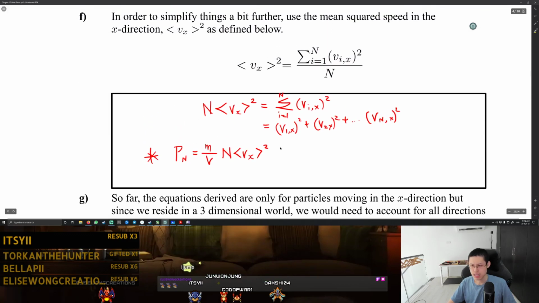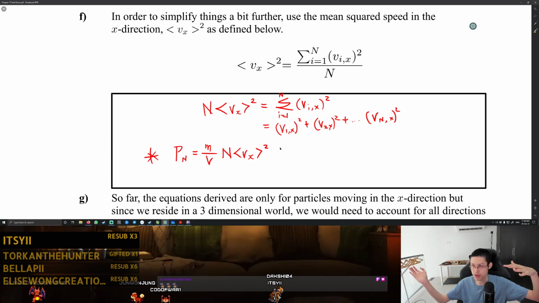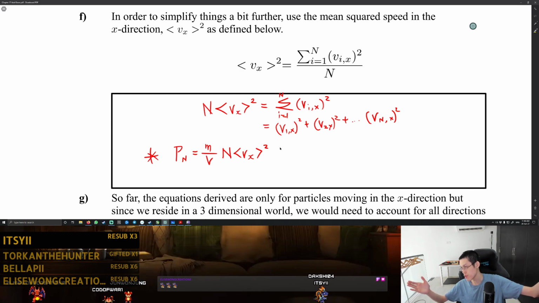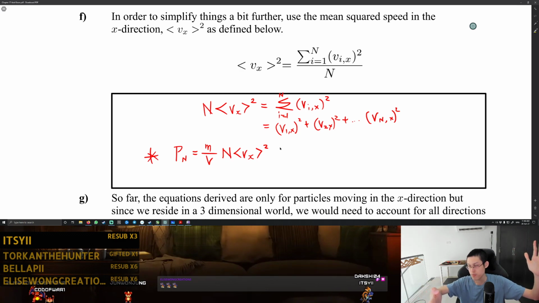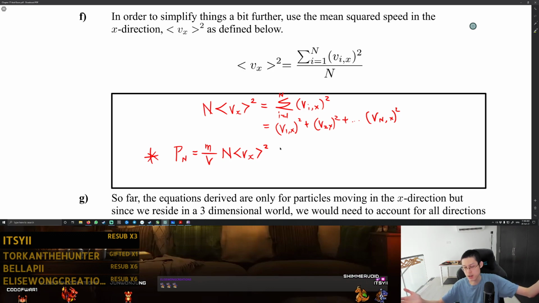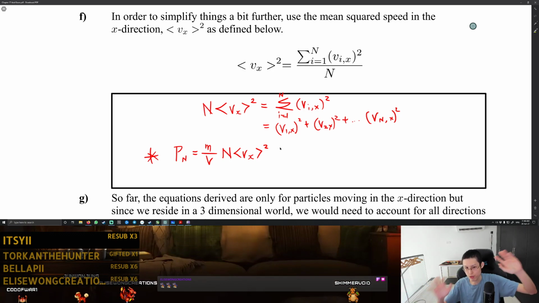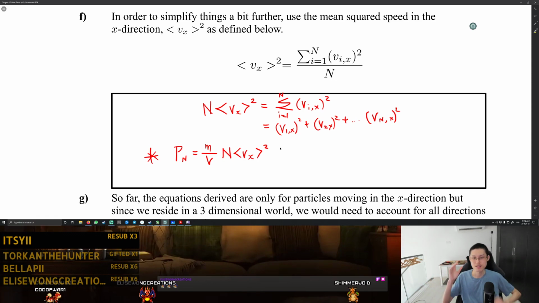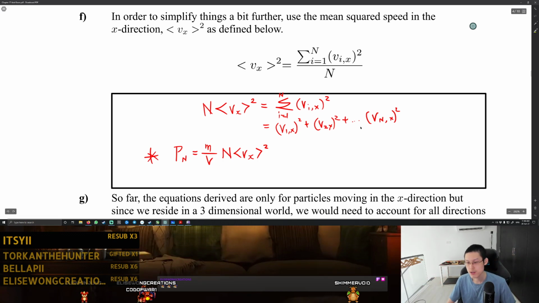However, in an actual gas, in an actual ideal gas, all the particles will not just be moving in the x direction. They will be moving in a random direction. It could be moving in the y direction, the z direction, maybe a bit of y, a bit of z, a bit of x, a bit of y. It's random, right? There is no preference for a particular direction. But the equation that we've gotten so far is only for the x direction, which is not representative of the actual gas. So how do we correct that?